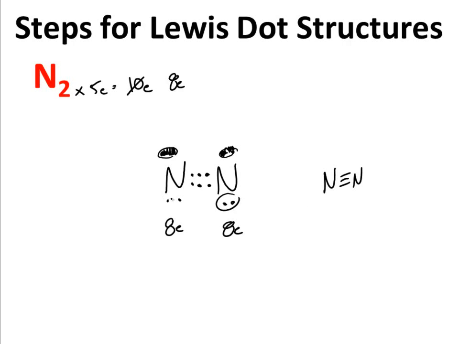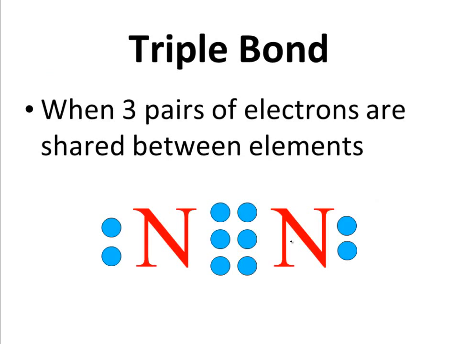we still have to address these extra pair of electrons. We're going to put them and spread them apart away from the middle, so it's kind of 180 degrees away. My Lewis dot structure for N2, which is nitrogen, looks like this. A triple bond is when 3 pairs of electrons are shared between the elements. In this case, this one molecule has one set of triple bonds.